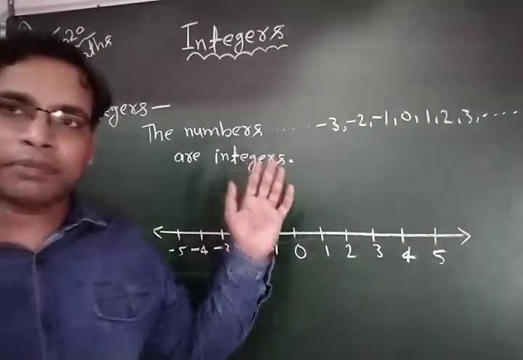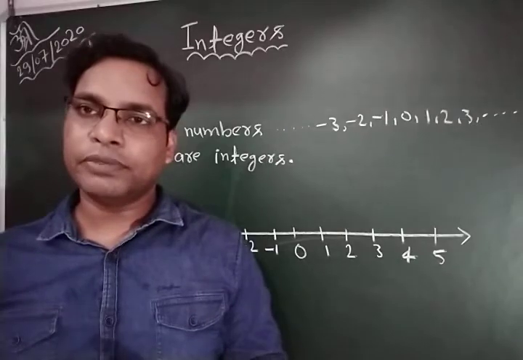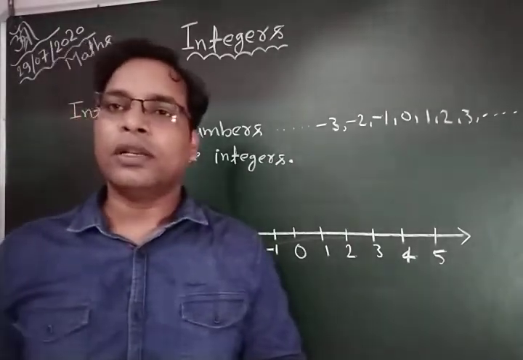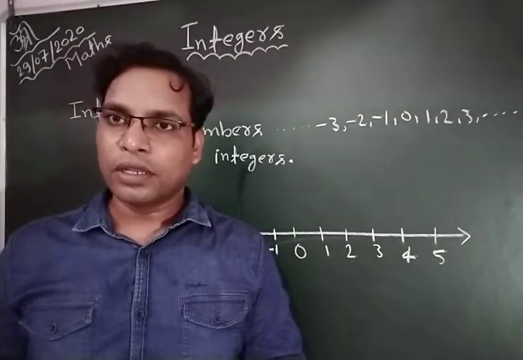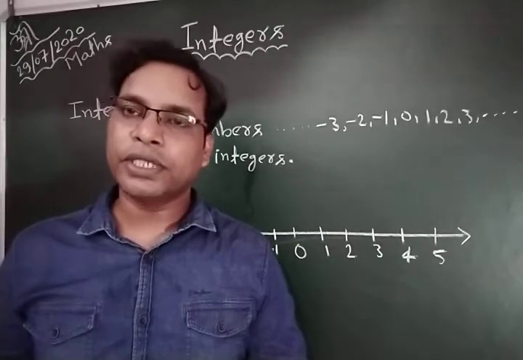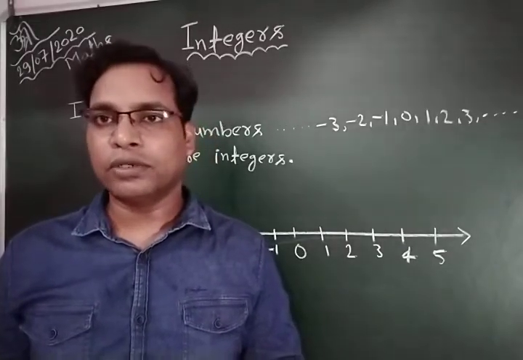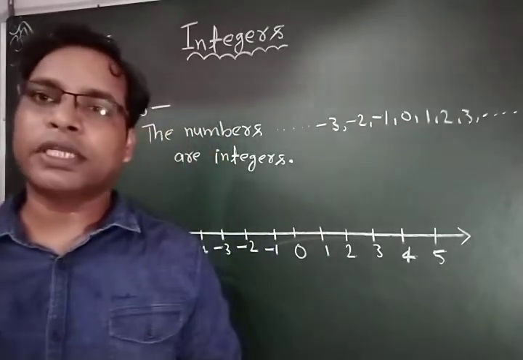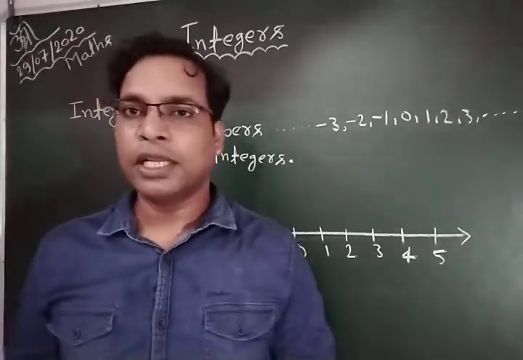In integers, all positive numbers and negative numbers with 0 are included. Integers have no smallest number and no largest number. 0 is neither positive nor negative. -1 is the greatest negative integer, and 1 is the smallest positive integer. Clear?